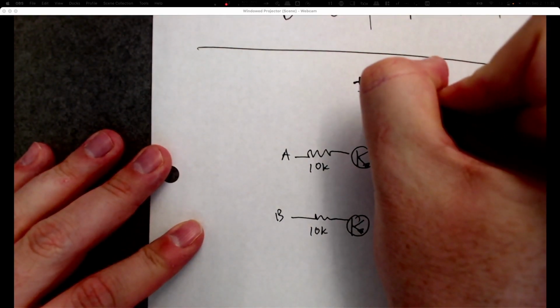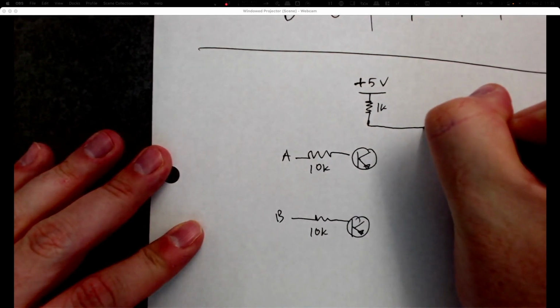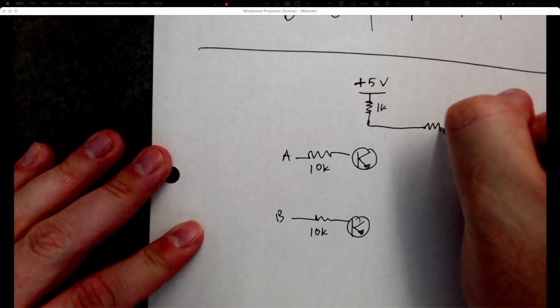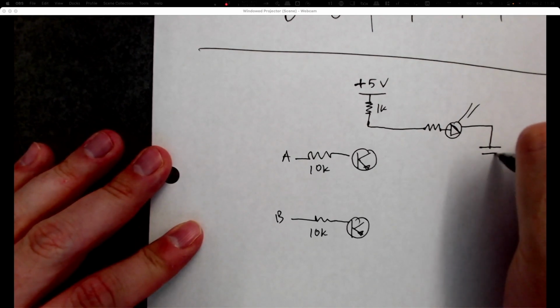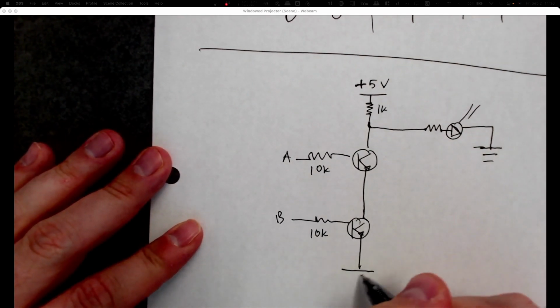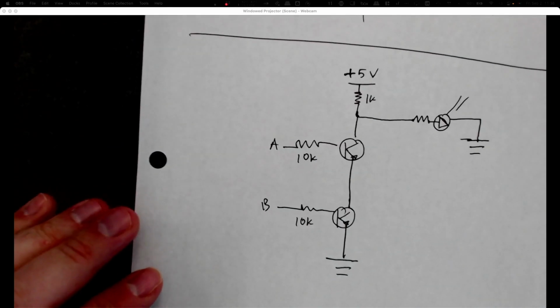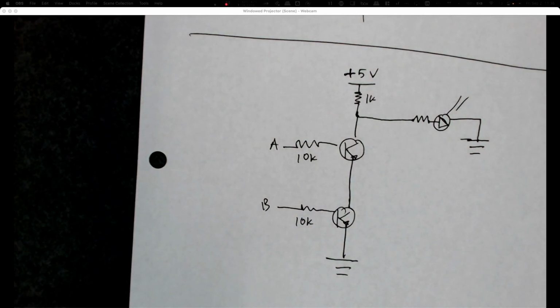Okay, and then I'm going to put my 1K resistor here, and then come over to my LED, and ground. Like so. Okay, so you see how we kind of combined the idea of what we did with the inversion by putting the output on the collector side rather than the emitter side. Okay, so that was tweak number 1.